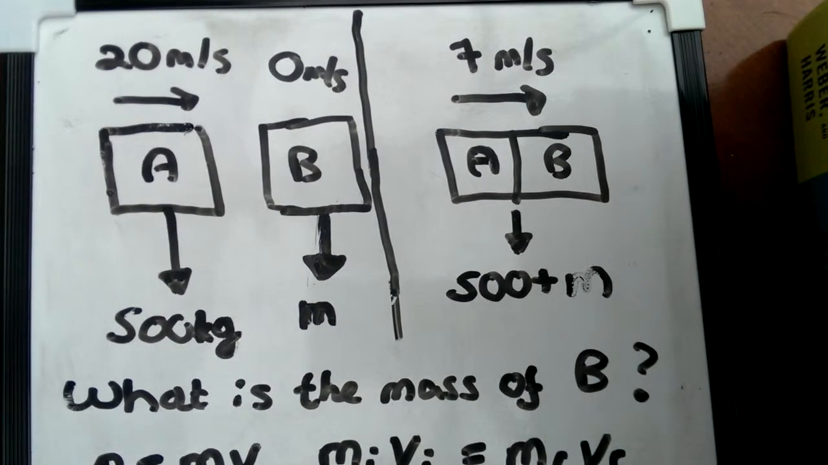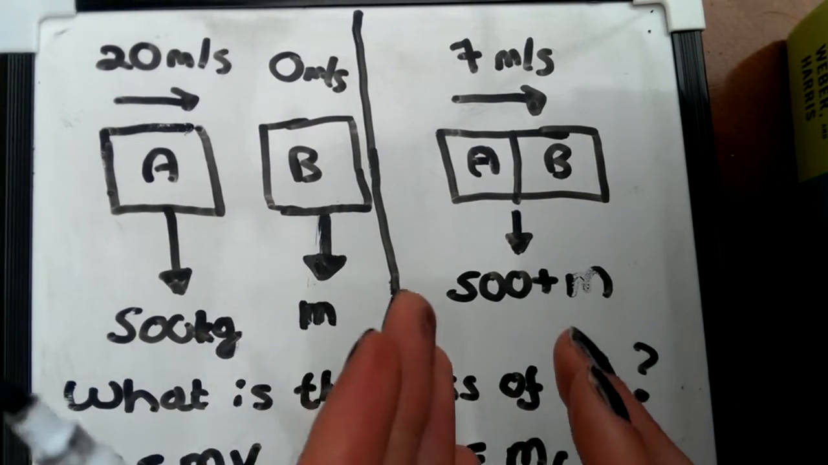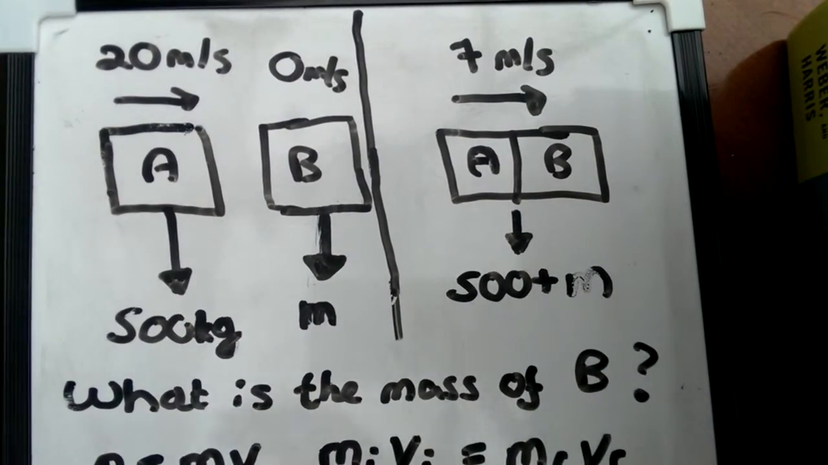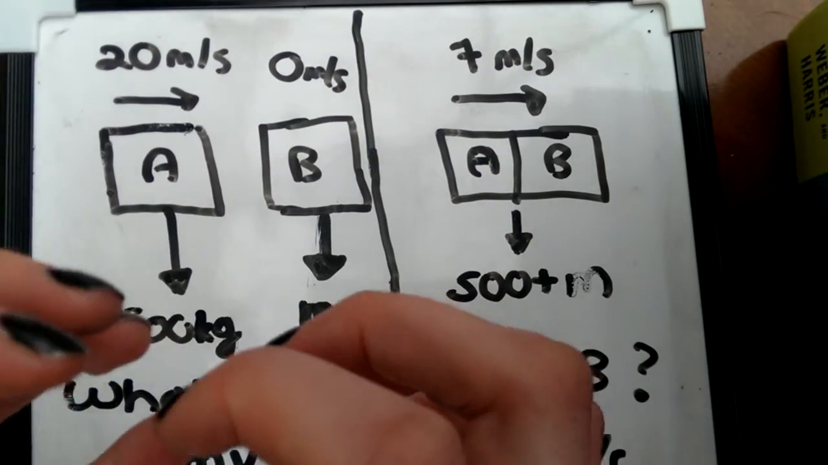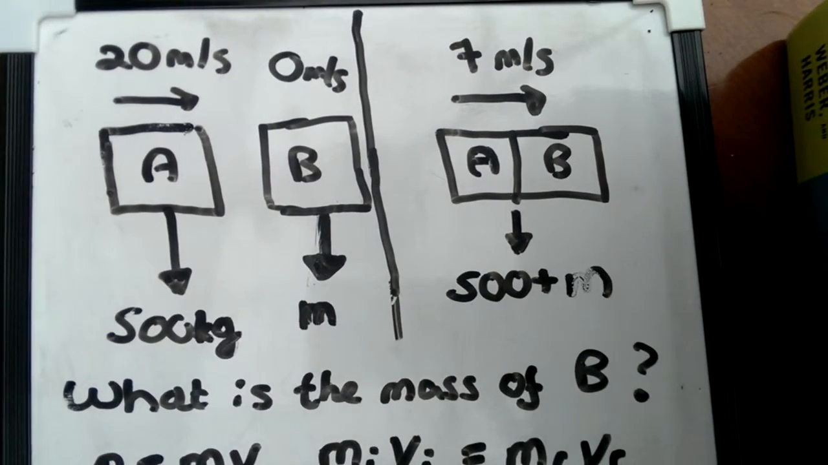So what's going to happen is these two objects are going to collide. So after the scenario, it's found that object A and B are then going to move together and continue in the same direction at a speed of 7 meters per second. So we can then assume that their mass is going to be 500 plus m combined, as they're going to be moving together as one object.